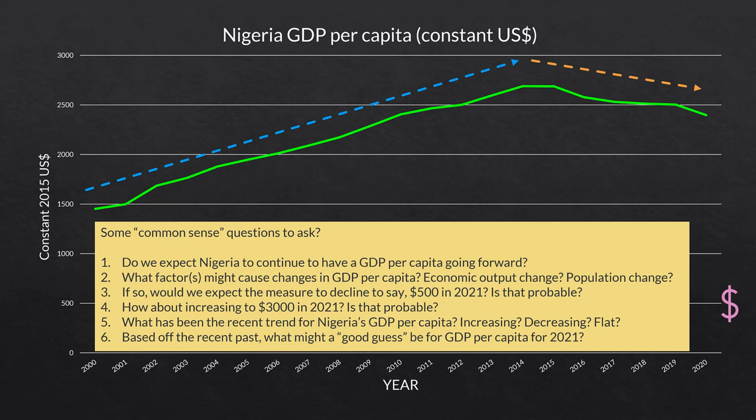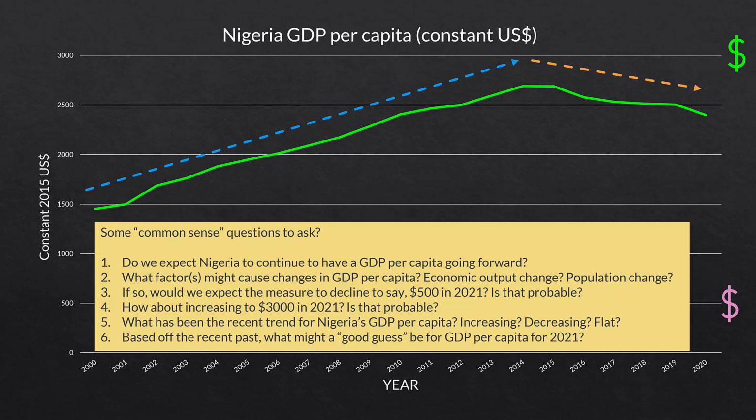So if so, will we expect the measure to decline, say, to $500 per person in 2021, down here in the lower right? Is that probable? Well, I guess it's possible, but not all that probable. There's nothing here to indicate in the time series data we have that this measure will go from almost $2,500 per person down to $500 per person in 1 year. It's possible, but not probable.